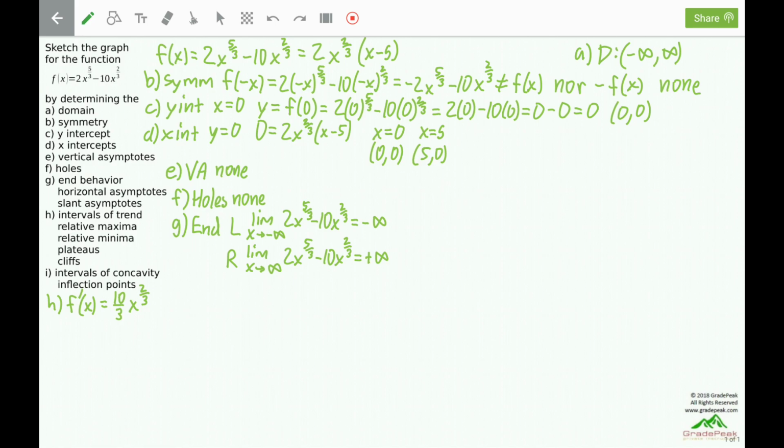For the second term, bring down the power, negative 10 times 2/3. Multiplying the numerators, negative 10 times 2 is negative 20, over the 3. And then subtracting 1 from the power, 2/3 minus 1, 2/3 minus 3/3. 2 minus 3, negative 1, over 3.